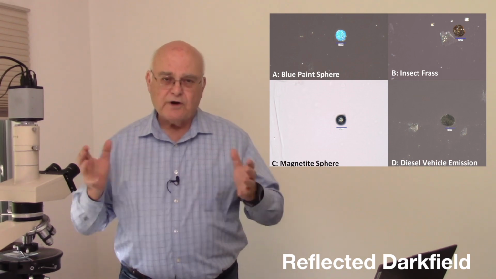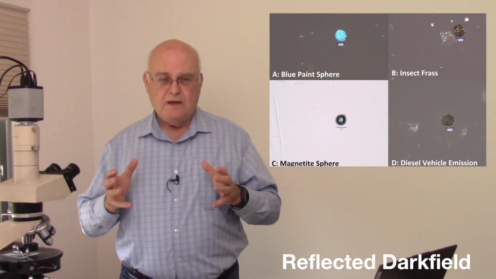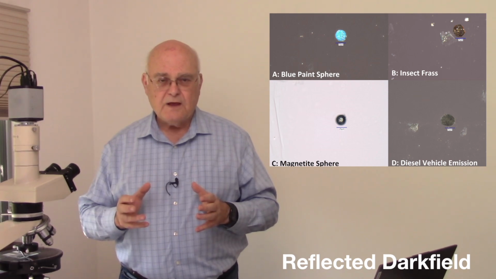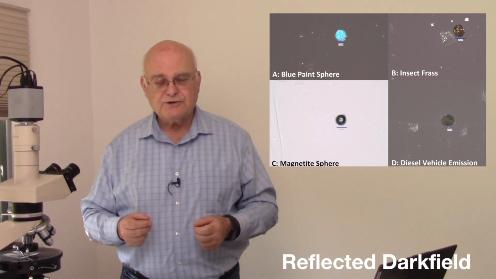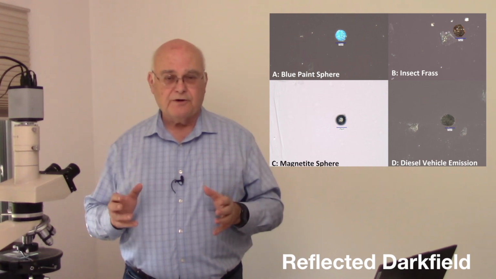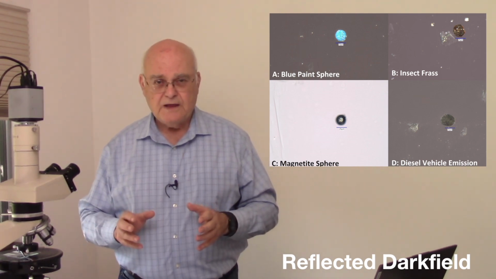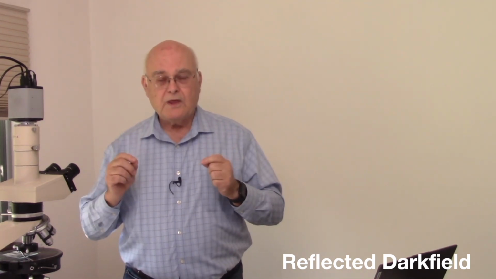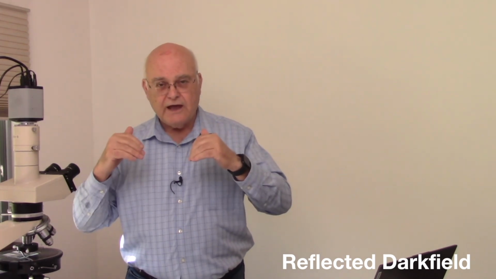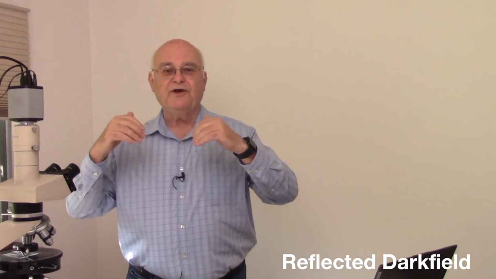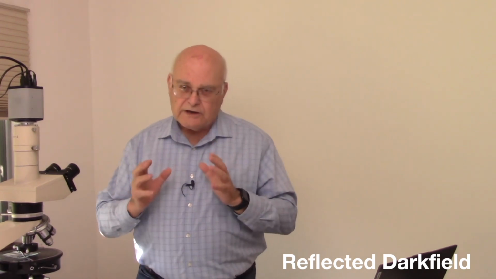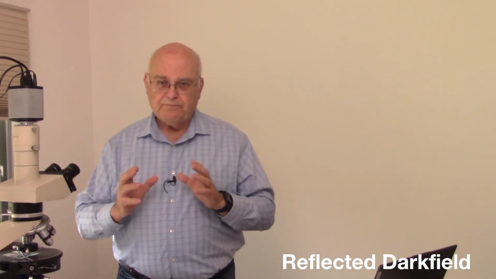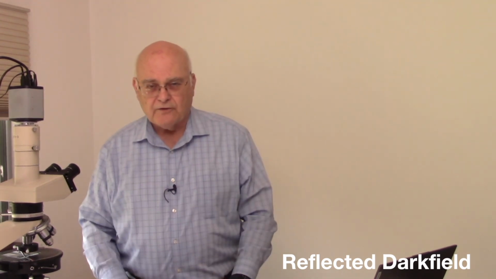So we have 4 different black particles here, all about the same size, but when we use reflected dark field illumination, we can see they're all entirely different materials from entirely different sources. So the sphere of information, again, is critical. Understanding that we have to look at the particles with different lights, different angles. Now, as we continue, let's take a look at an environmental sample with the reflected dark field illumination.